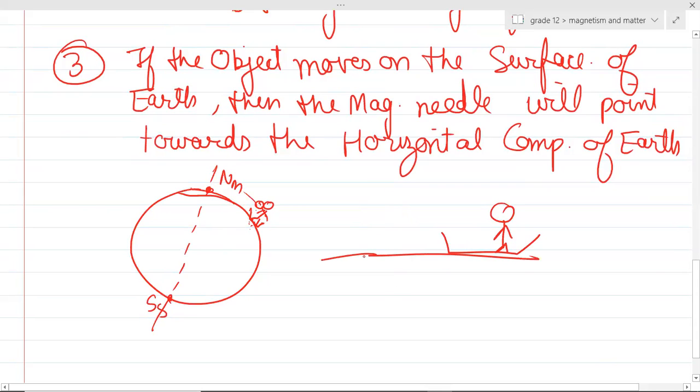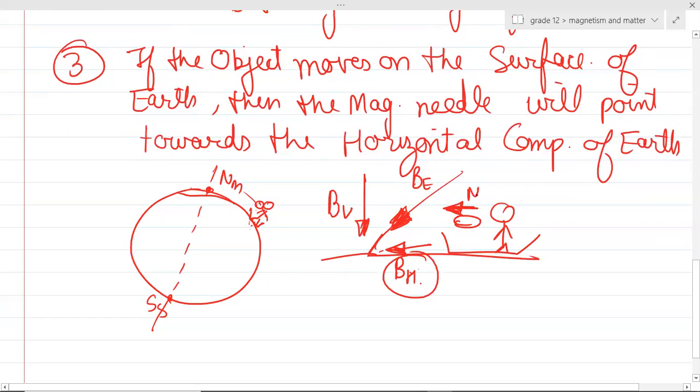At that particular point where he is observing the magnetic field, the magnetic field will be going like this. At the North Pole, we know the magnetic field goes into the Earth's surface. So here, if I say this will be your BH and this will be your BV, then the magnetic needle will point in the direction of BH.